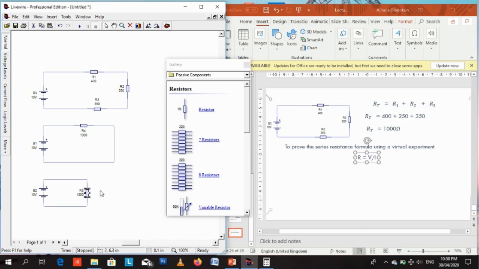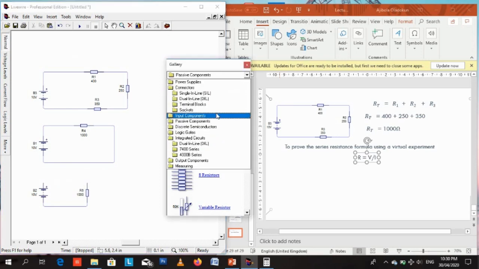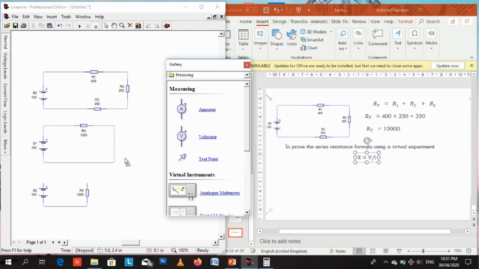So all we need is a voltmeter to give us a voltage reading, and an ammeter to give us the current reading. The voltmeter will help us with the value of V, and the ammeter will help us with the value of I. We did this when we were trying to prove the formula for parallel resistance.